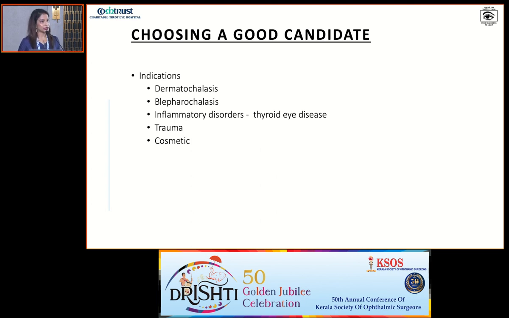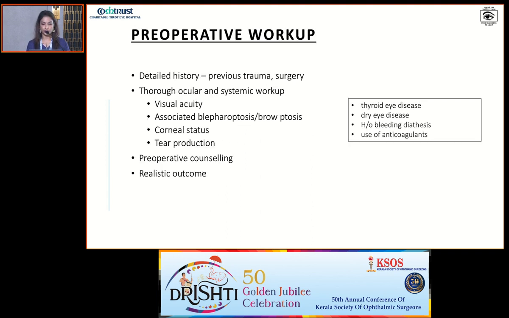So you saw in detail how to choose a good candidate. The main indications once again would be dermatochalasis, blepharochalasis, thyroid eye disease once the active phase has subsided, patients who have had trauma, and cosmetic purposes. It's very, very important to have a detailed history, once again emphasizing on taking a history of bleeding diathesis and use of anticoagulants. And one thing which most patients would like to hide from their doctors is any history of previous surgeries, which you should always rule out.